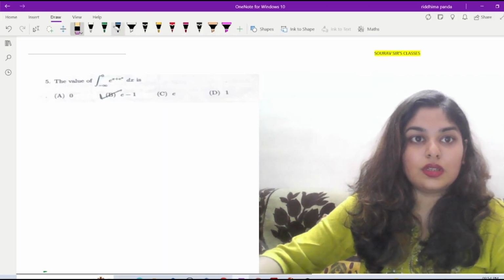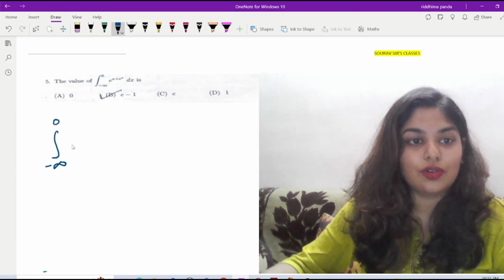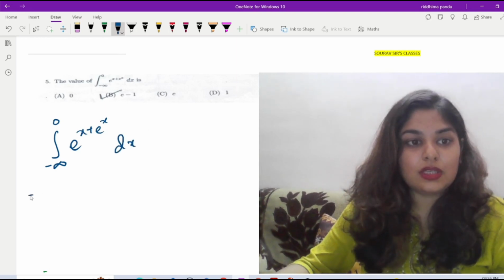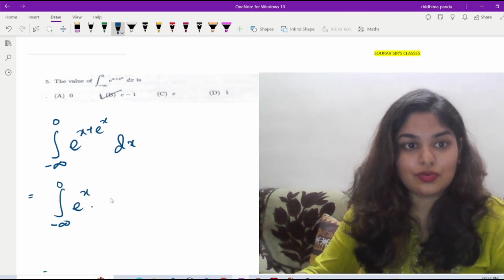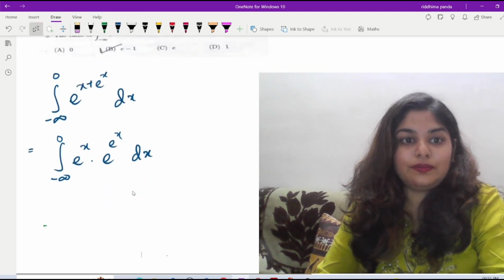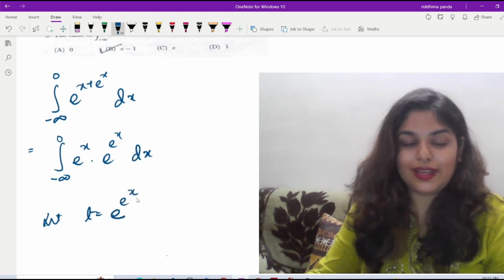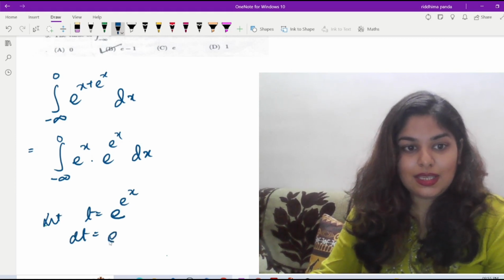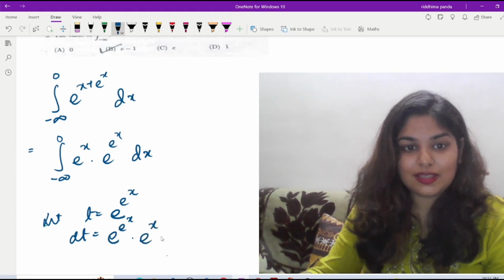So the next question is on integration. We have to find out the value of the integration from minus infinity to 0 of e to the power x plus e to the power x dx. Now this we can write as the integral from minus infinity to 0 of e to the power x into e to the power x dx. Right. Now let t be equal to e to the power x. So if we take the derivative, dt is equal to e to the power e^x into e to the power x dx.